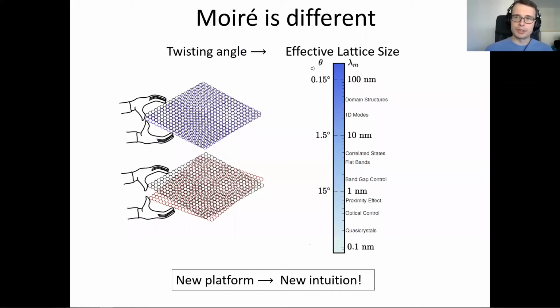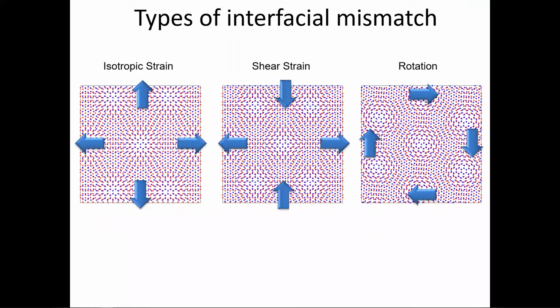So the twist angle, though, is very, very different from, oh, sorry, is there a question? Can you go to previous slide? Yeah. So you're saying that from the strain, you have the magnetic field?